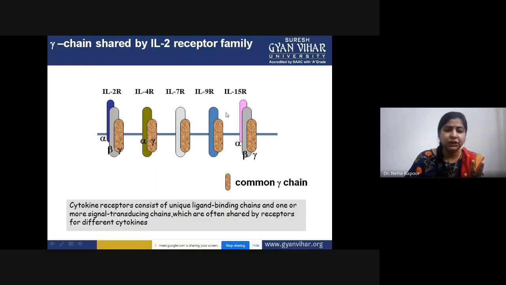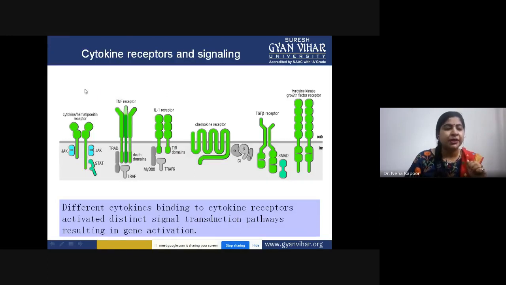If you look at the other types of interleukin receptors, interleukin 4, 7, 9, 15, all of them have one thing in common, that is this gamma chain, this common gamma chain. That is why they are all categorized in the interleukin 2 receptor family. These are a few of the cytokine receptors and their signaling pathways.